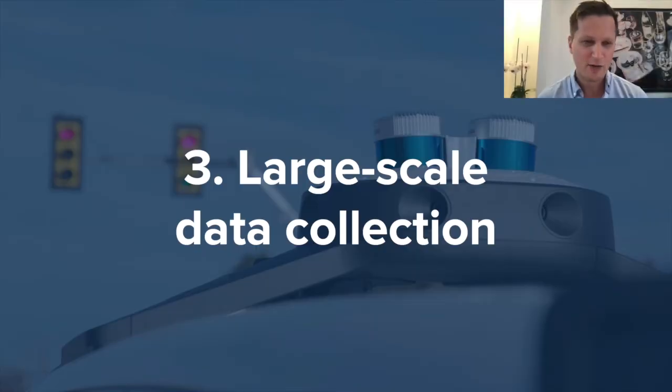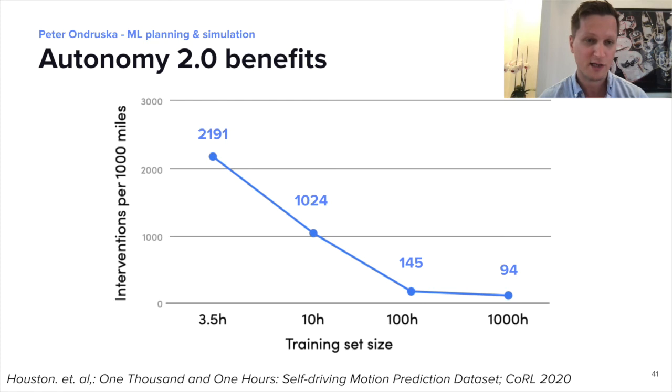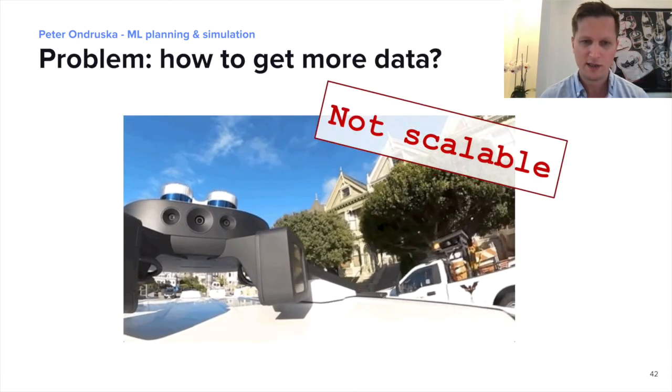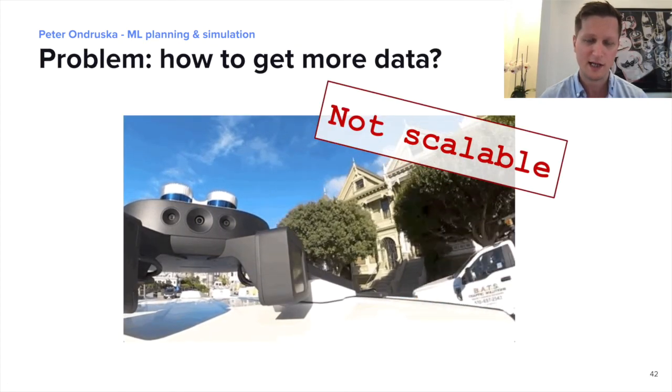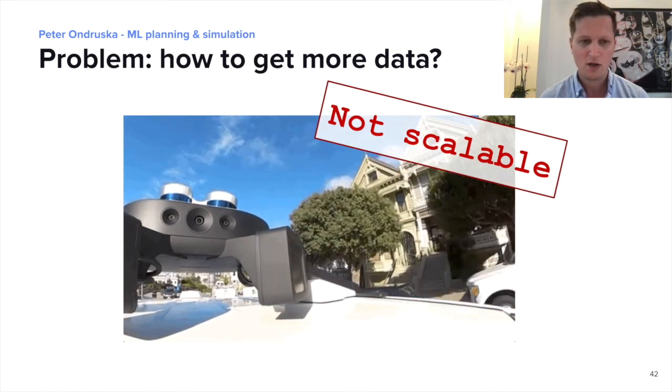I hope that by now you are convinced that machine learning planning and simulation is a really promising approach that scales its performance with data rather than with engineering, and that has many benefits. So the logical question then is, where are we going to get all the data to train these systems? We will likely need to collect millions of miles of driving to see all different situations and to learn from them. If we were to scale the current hardware to collect all this data today, it would be very expensive.